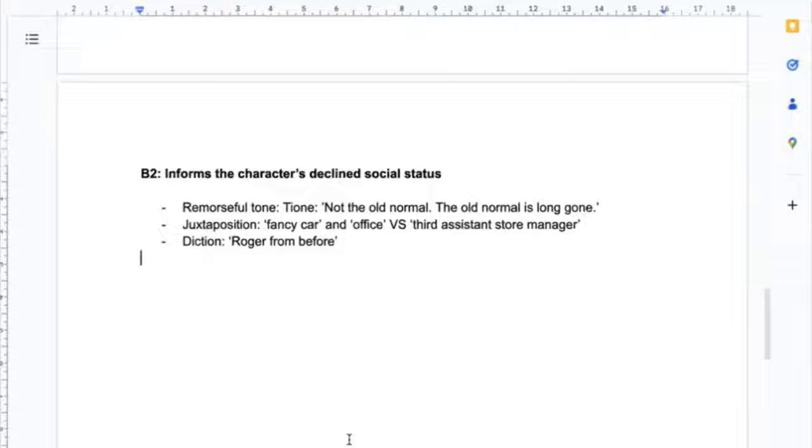My second body paragraph can focus on analyzing the second function of the monologue. His words inform readers that the narrator's social status has declined from the past. Multiple pieces of evidence are found in the monologue, like he says, "not the old normal." So it implies that he no longer has the normal life that he used to have. Also, he juxtaposes the fancy car and the office that he used to have with his current position of being the third assistant manager, things like this. Lastly, he uses diction like "Roger from before, which no longer exists." So all those things support the idea that the monologue reveals his changed, rather declined, social position.